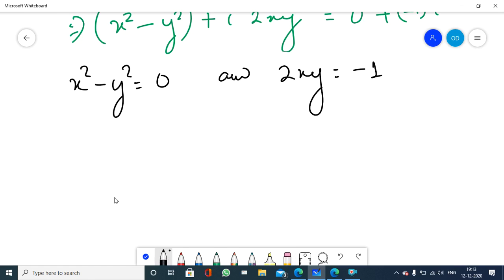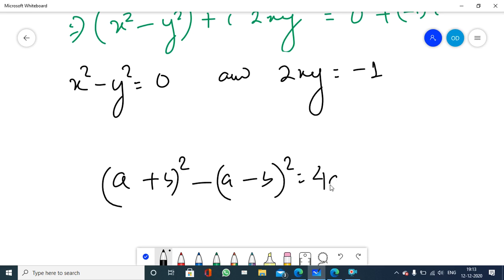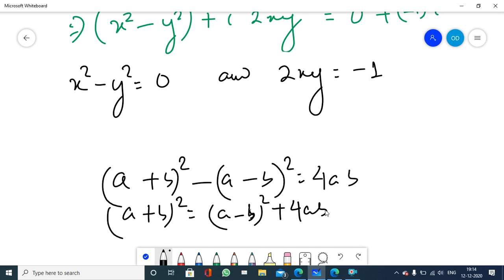Now, do you remember this formula? That a plus b whole square minus a minus b whole square is equal to 4ab. Remember? So a plus b whole square is also equal to, if I take this to the right hand side, then a minus b whole square plus 4ab, isn't it? If I take this thing to the right hand side, this is minus this. If it goes to the right hand side, it becomes what? Plus this. Got my point so far?